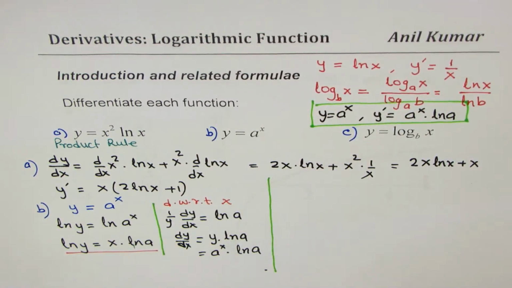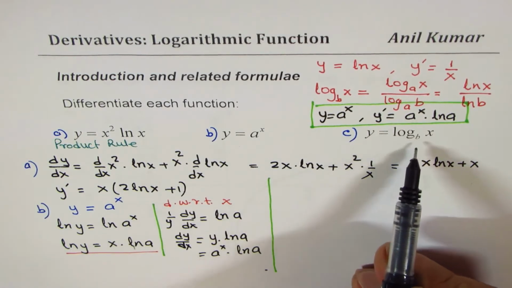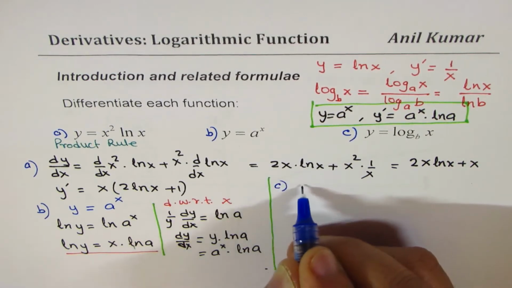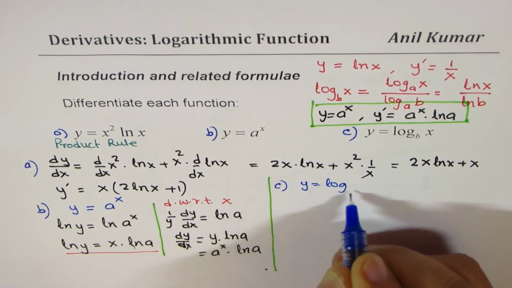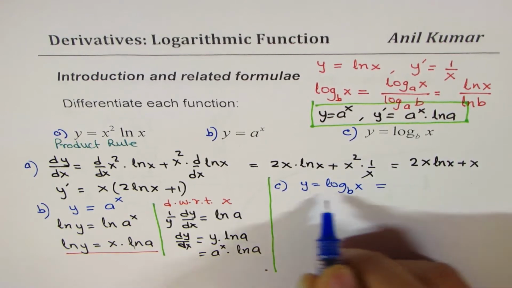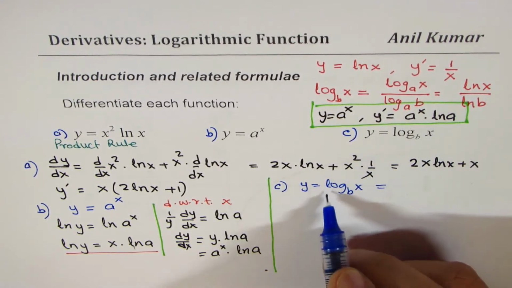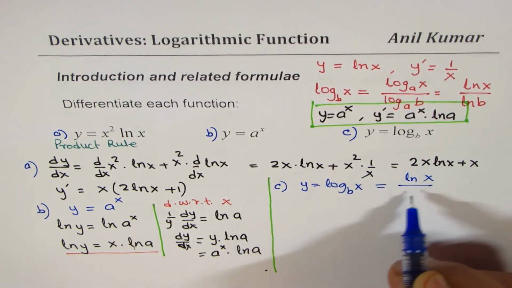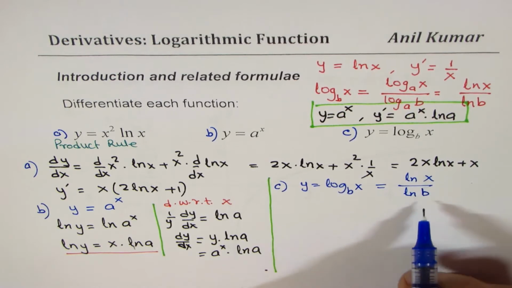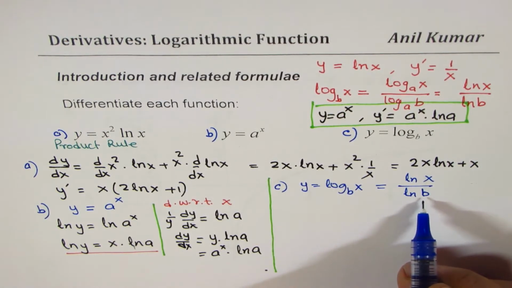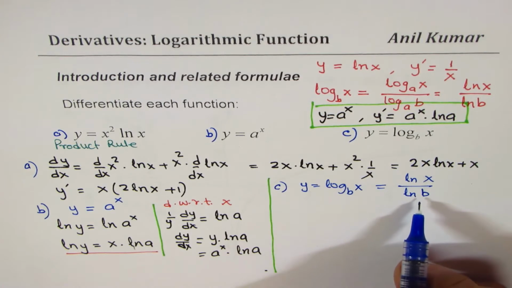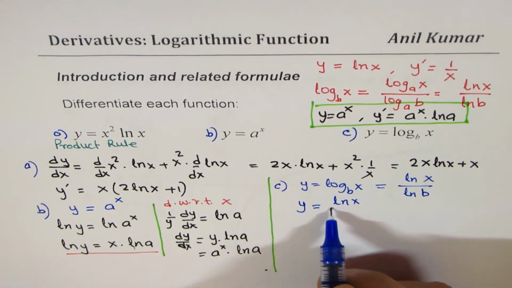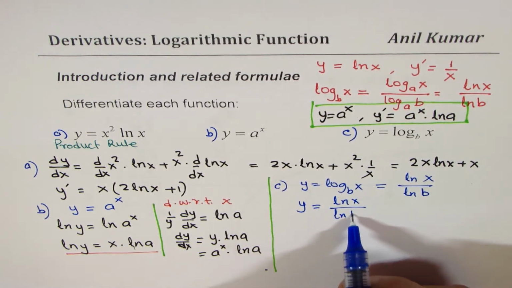Next one here is finding the derivative for log to the base b of x. So let me rewrite this as y equals log to the base b of x. Now I'll change this to ln x over ln b, right? Now b is a constant, correct? B is a constant, any real number. So that becomes my expression now. So basically we want to find the derivative of ln x divided by a constant, which is ln b, right?